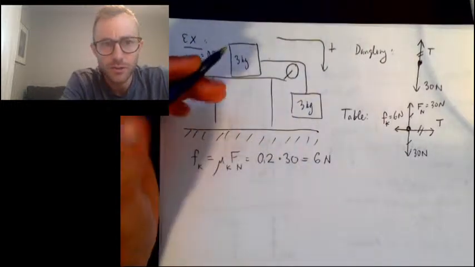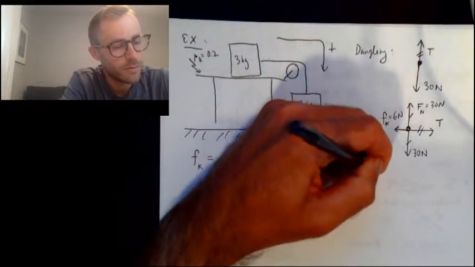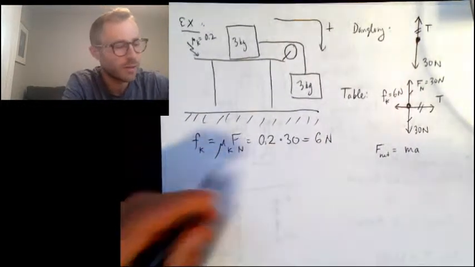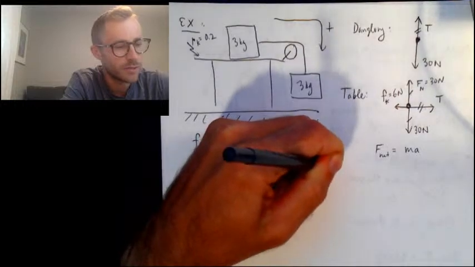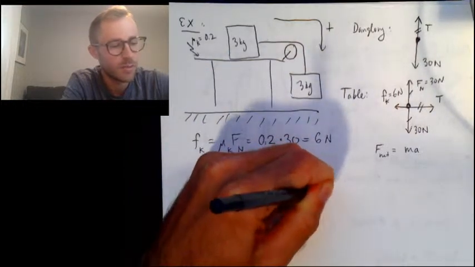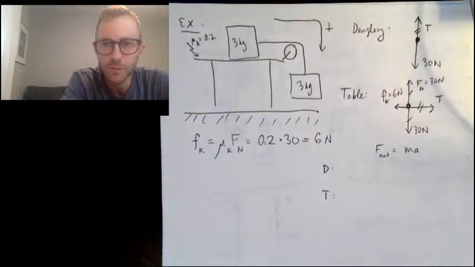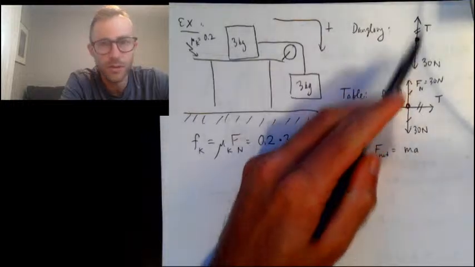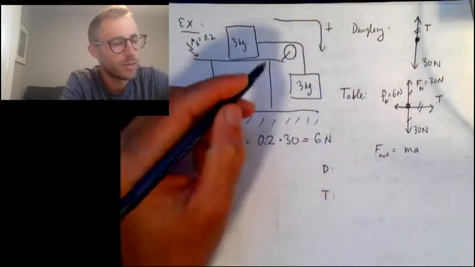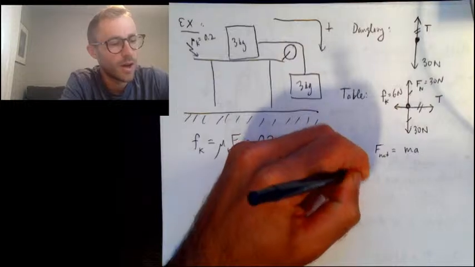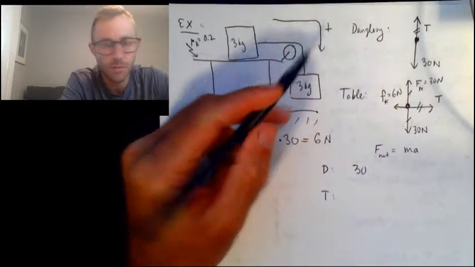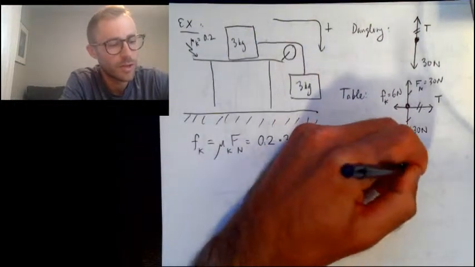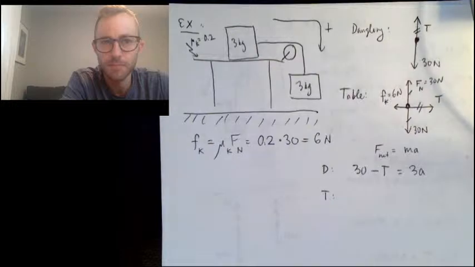So now I'm ready to write my system of equations. So I have net force equals ma, and I'm going to write that for the dangling mass, and I'm going to write that for the table mass. So for the dangling mass, we have a downward force of 30 and an upward force of T. So the downward force is the positive direction for this particular problem. So 30 minus tension equals 3a. Okay.